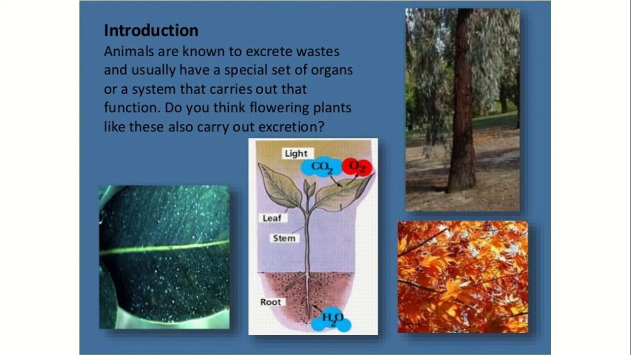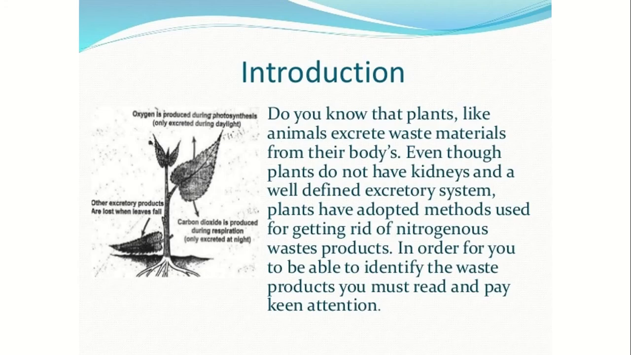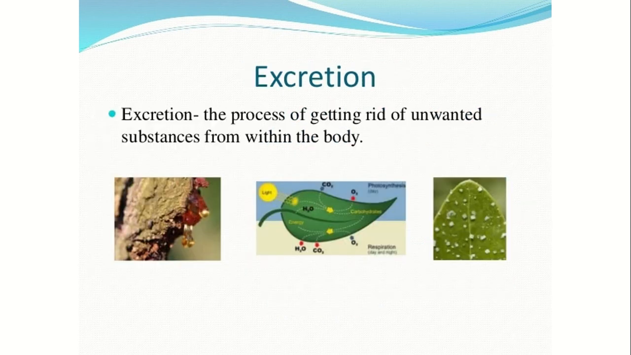So come, let us know what are the organs that help plants to excrete. They might not be having kidneys, ureter, but they have other methods. They have adopted such methods to remove the nitrogenous waste products and water and also some types of gases out of the body. So in this whole session, we will be knowing what the waste products are, how these waste products are helpful to human beings, and what plants do to excrete the waste products from the body.